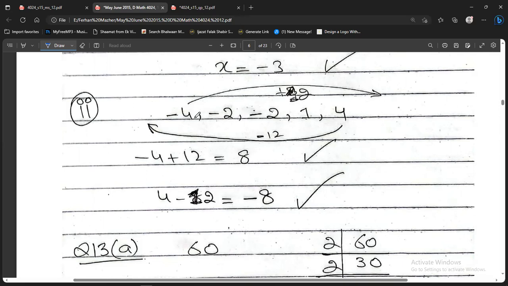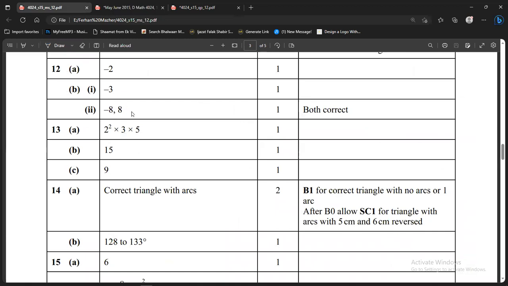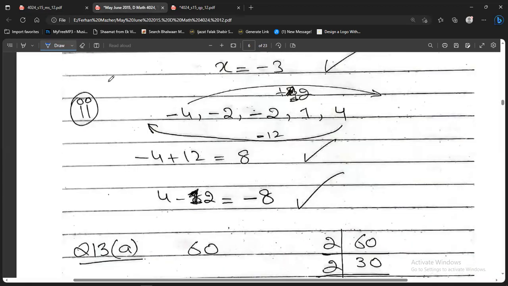If -4 is the smallest number out of those 6 numbers, then to -4 add 12, because the difference between the largest and the smallest number is 12. So the largest number will be -4 plus 12, and that will be 8. It's a little tricky question, the little tricky part. -8, 8. This is not easy at all. It's a star question.